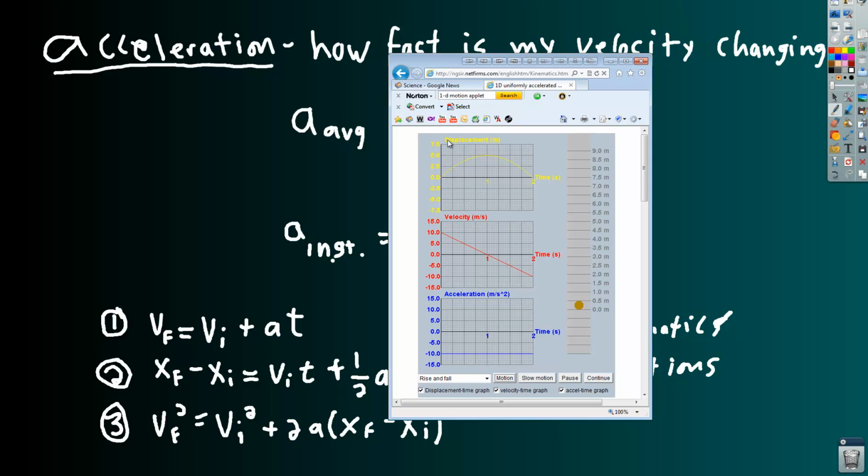If you draw them in this order, displacement, velocity, acceleration, the graph above.